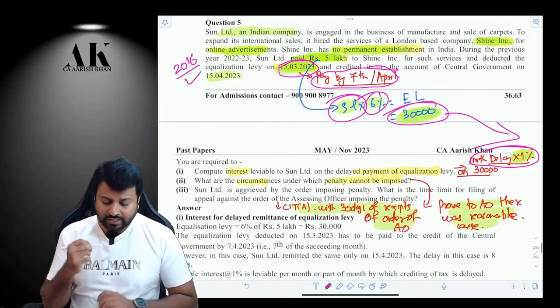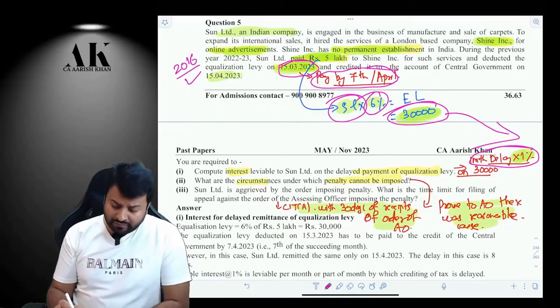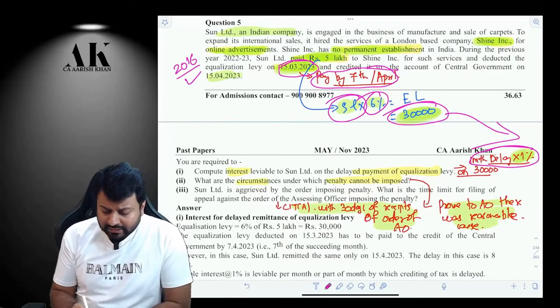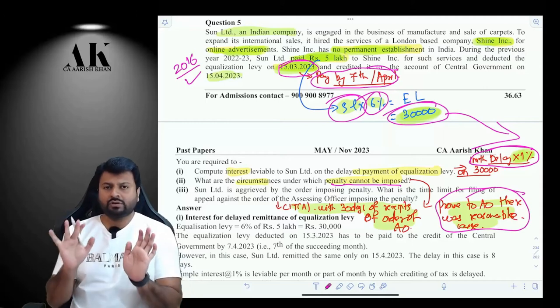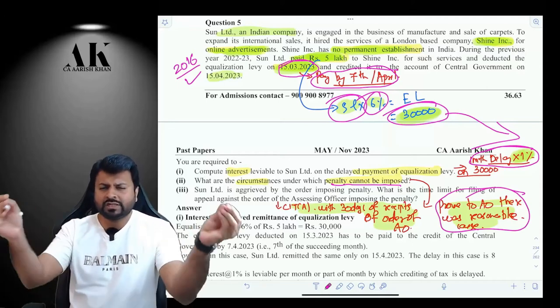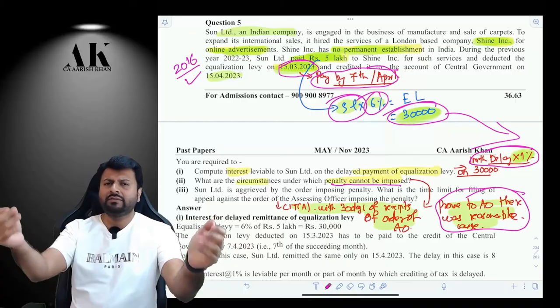Okay. Now, the AO will also impose a penalty on you. Will the AO also impose a penalty on you? Yes. So what are the circumstances under which the penalty cannot be imposed? If you prove to the AO that there was a reasonable cause for the delay. If you go and prove to the AO that there was a reasonable cause for the delay in making the payment, he will waive your penalty.